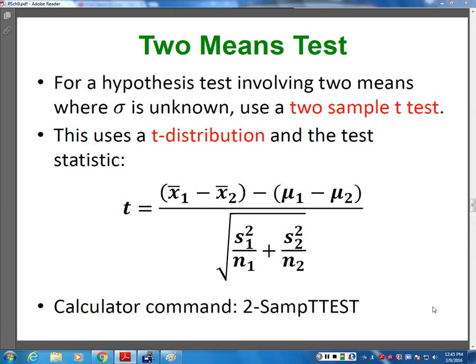For a hypothesis test that involves two means where the population standard deviation is unknown, we use a two-sample t-test. This uses a t-distribution, thus the t, and the test statistic that's shown on this slide. For the most part, we won't use this formula. Instead, we'll use the calculator command 2-SampTTest. Again, that's in the Stat and Test menu.